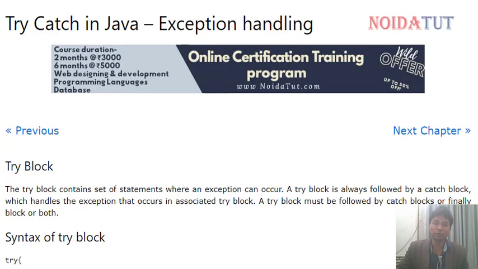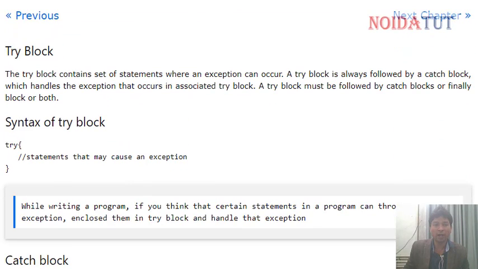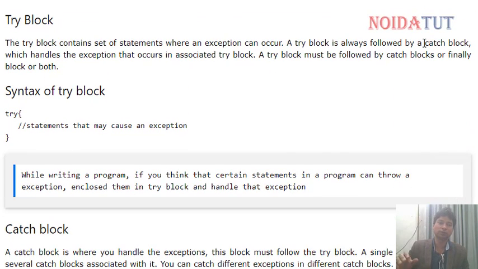Now we have different methods to catch the exception and throw it. We are going to look at how we handle the exception. In this try-catch block, we will provide an example. The try block contains a set of statements where an exception can occur. A try block is always followed by a catch block, which handles the exception that occurs in the associated try block. A try block must be followed by catch blocks or a finally block or both.